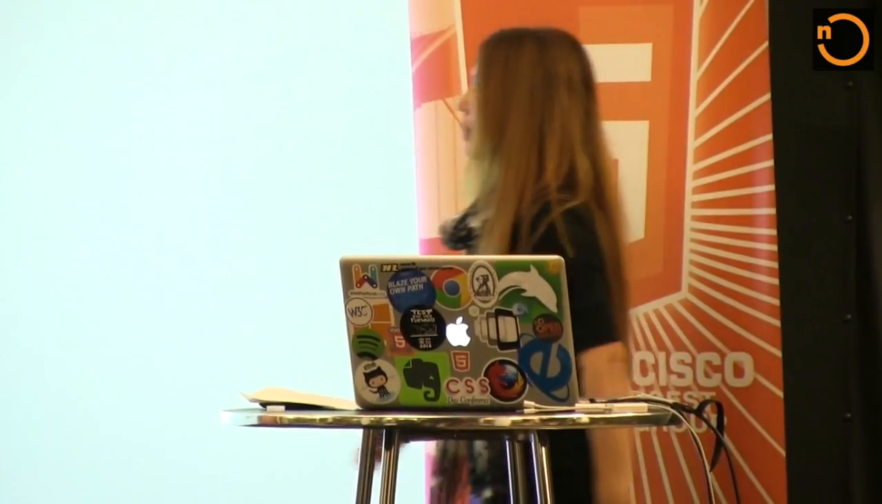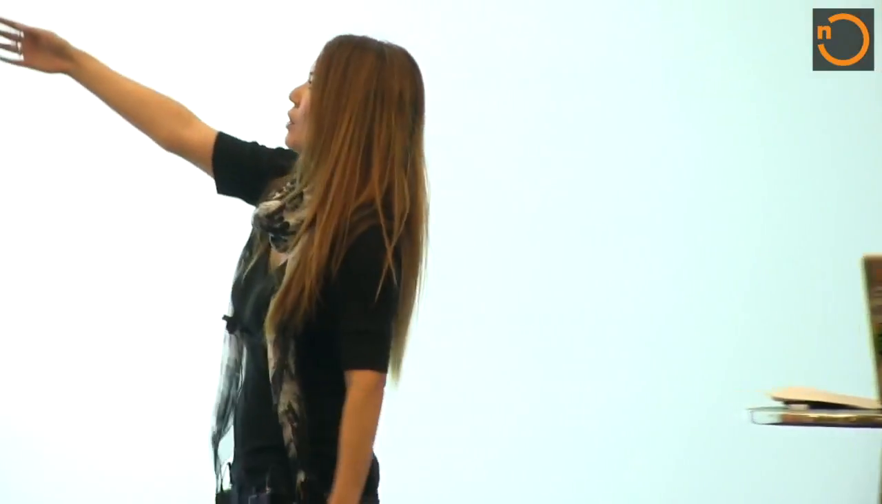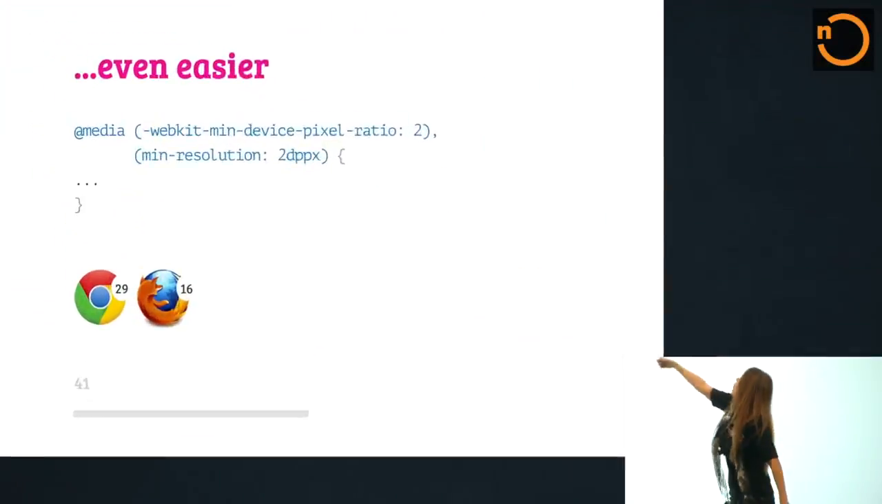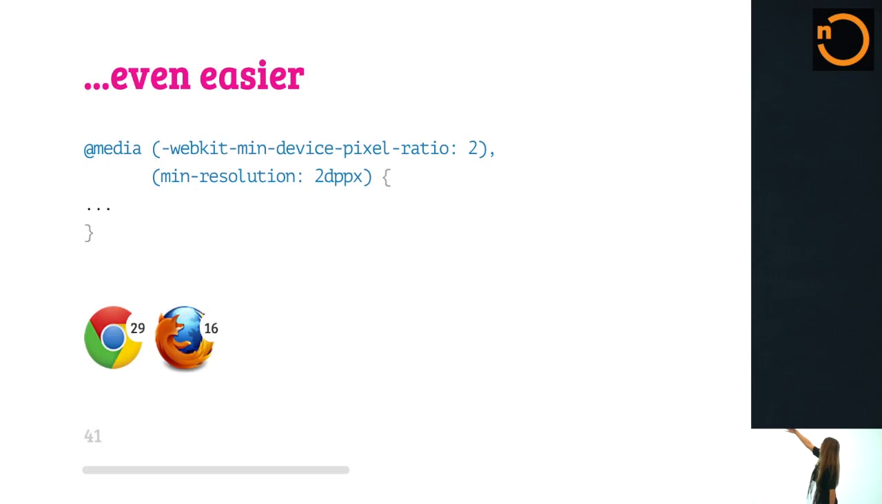And this is easier. Instead of calculating DPIs, you can just use dppx. Those numbers are equal here, because this basically means DPR. This is supported by Chrome and Firefox only so far.